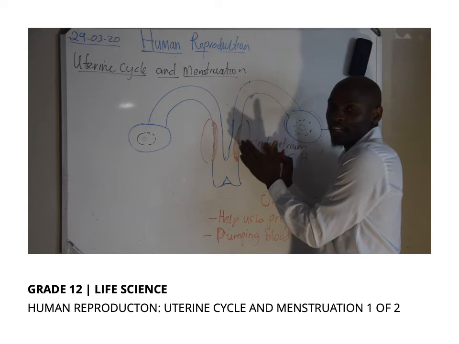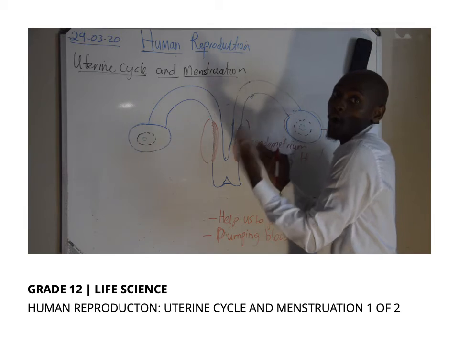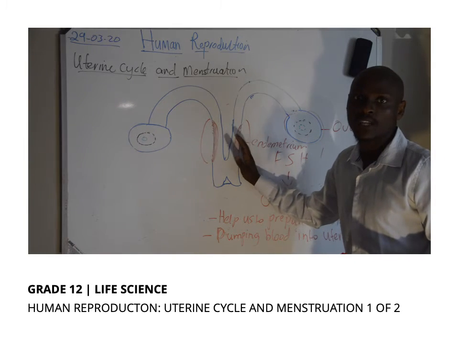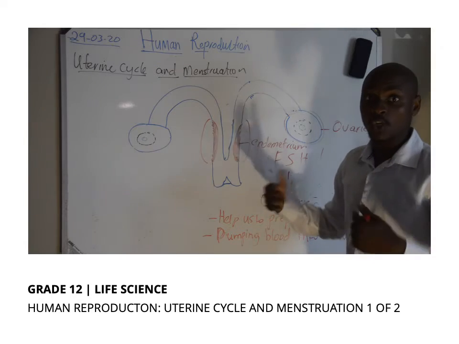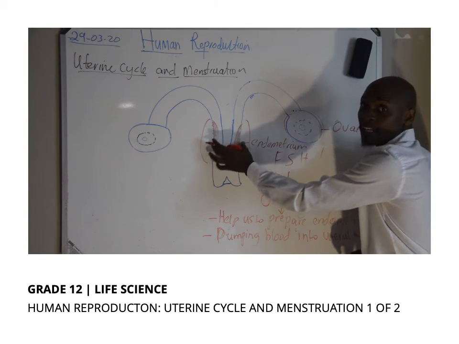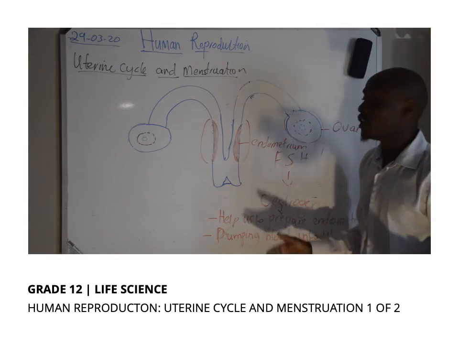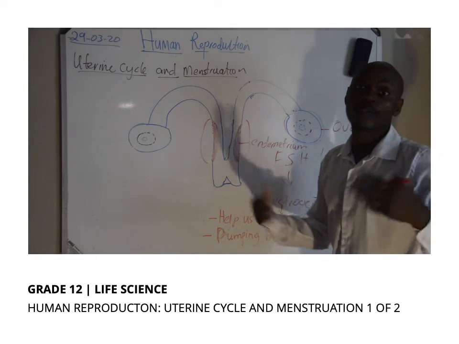Now, when it gets to the uterus as an embryo, it must be implanted into the what? Into the endometrium or into the uterus. Why does it have to be implanted into the uterus? So that it can grow. Basically, endometrium is a site of growth for a what? For a child.